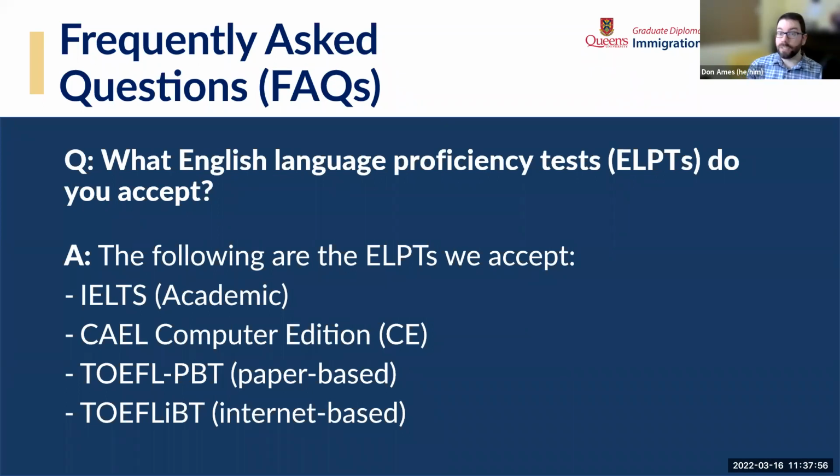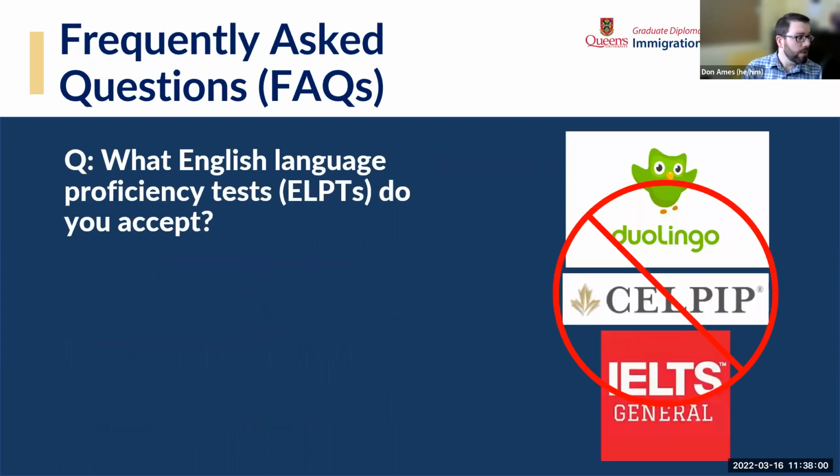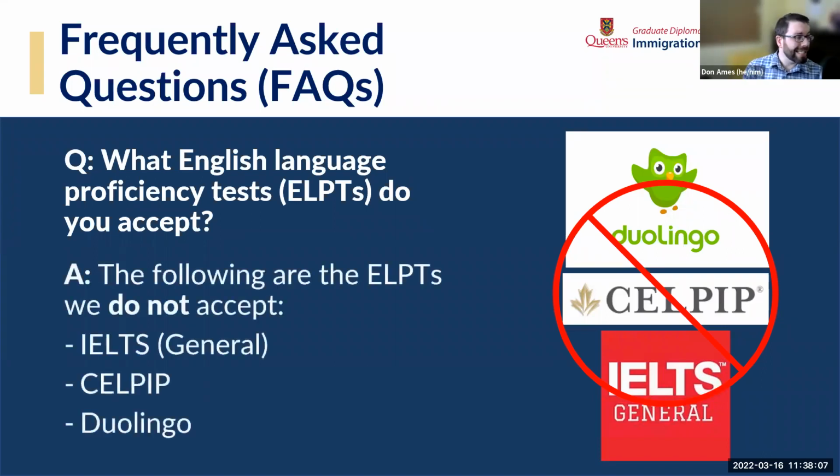Now, we receive a lot of questions about CELPIP, about Duolingo, and about IELTS General. So maybe some of you have already taken these tests for previous reasons. We do not accept those tests, the Duolingo, the CELPIP, or the IELTS General. Also, what we don't accept are tests that are beyond 2 years from the point of application. So if your test is more than 2 years old from the time that you applied, we can't accept it and you'll have to retake and resubmit.